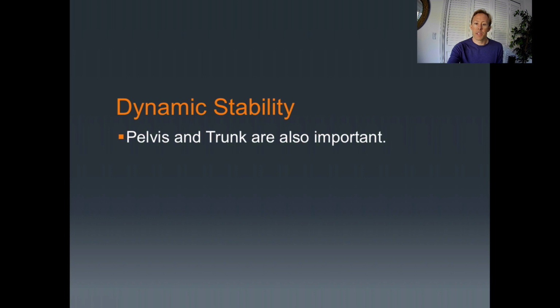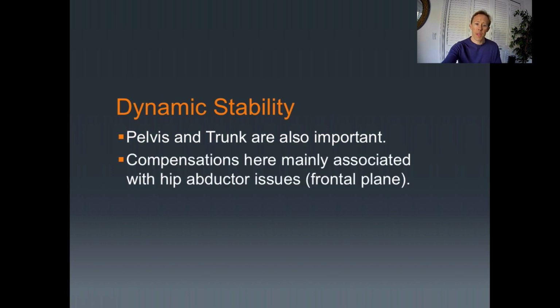Okay, pelvis and trunk obviously are also important. We've talked about the trunk already a bit, but when we get into this dynamic stability topic, we want to look at the pelvis, and there's one area of the pelvis that we look at quite a bit when we're analyzing movement. And we see compensations here. When we see compensations in the trunk and pelvis, it tends to be mainly in the frontal plane. The person might lean their trunk, or we'll see pelvic drop. So we'll look at that in a second here.